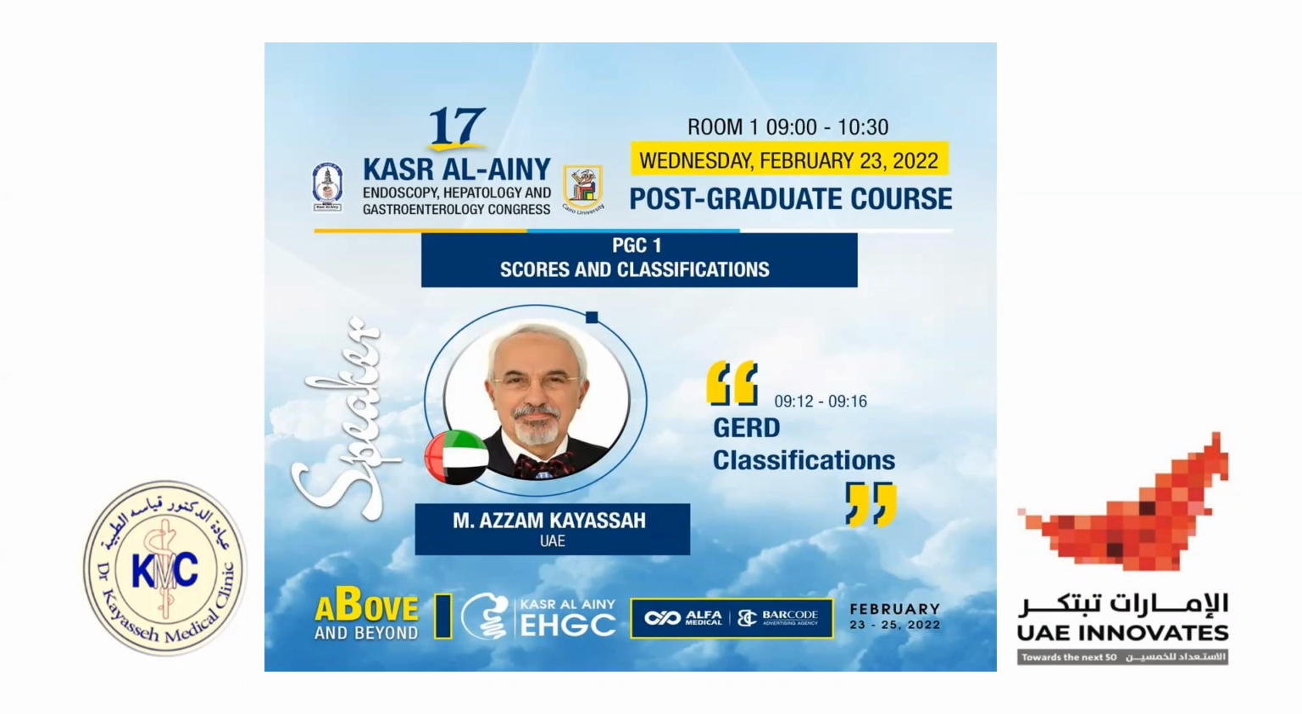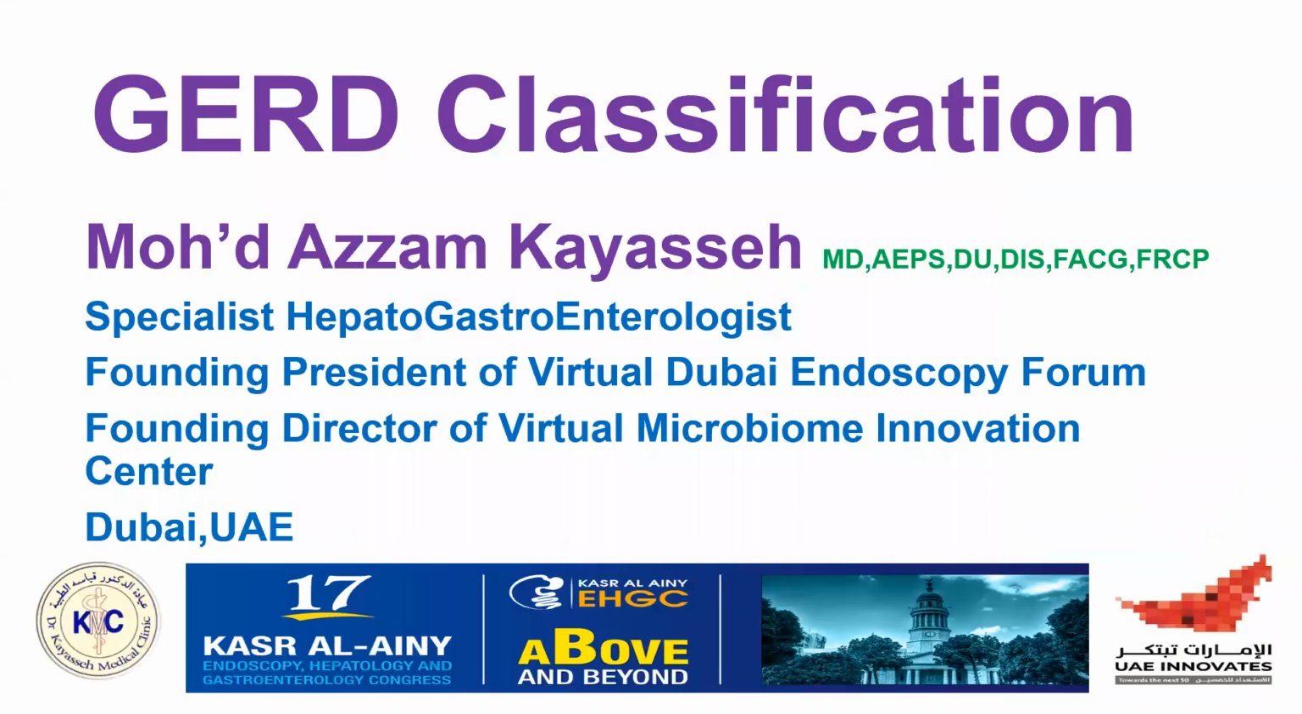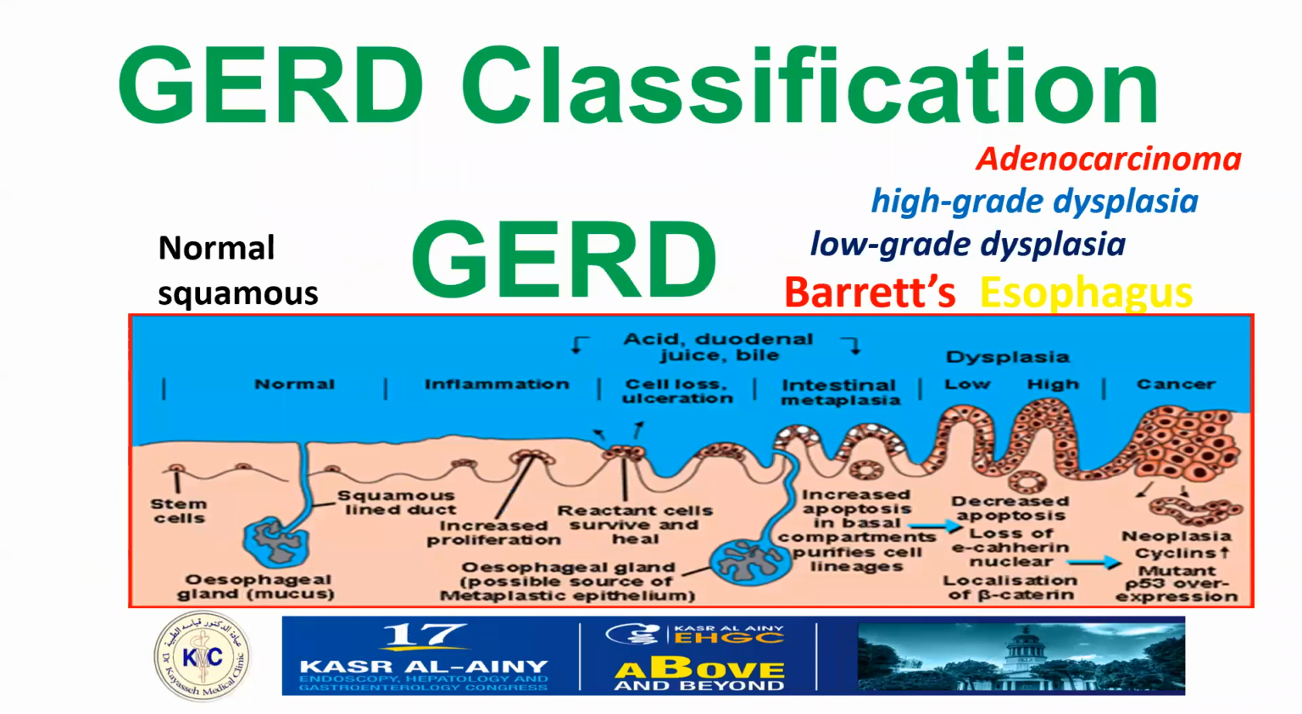Today we are going to talk about GERD classification. And in GERD classification, the most important thing is to know exactly what we are going to draw by this classification. As you see, the inflammation in the lower end of the esophagus can be under the mucosa, and after that starts to be clear above, and we can discover it by our endoscopy.